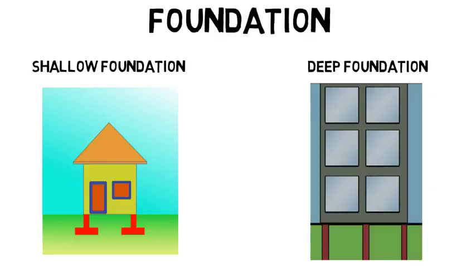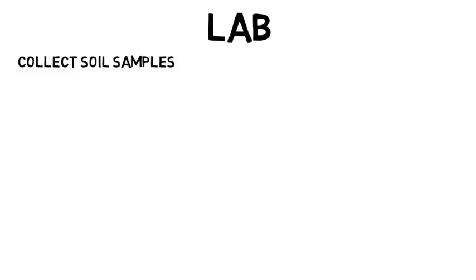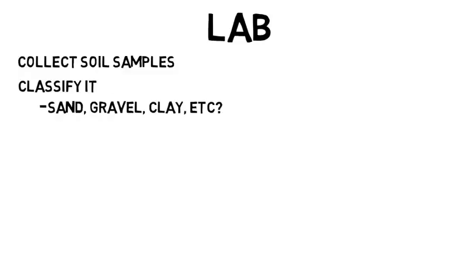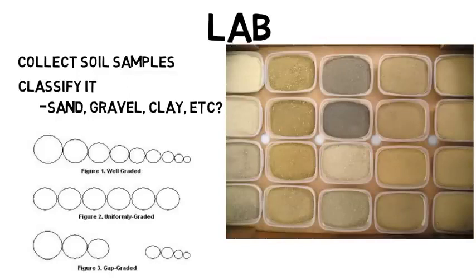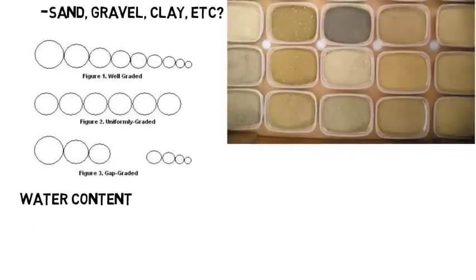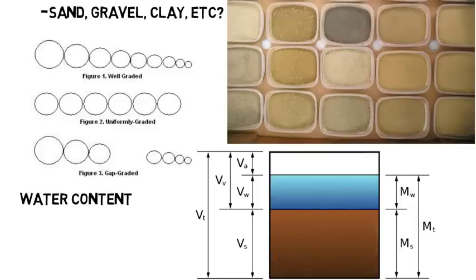But geotechnical engineers rely heavily on testing. So a lab you might see in college is to go out as a class and collect soil samples around your university and bring them to lab. You would have to classify it, like is it sand, gravel, clay, etc. There are many soil types, and you may have to look at the grain size or how it reacts to water. You determine its water content by analyzing the sample, which will be comprised of solid soil, water, and air of different masses and volumes.